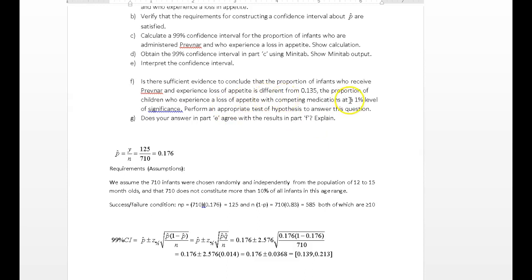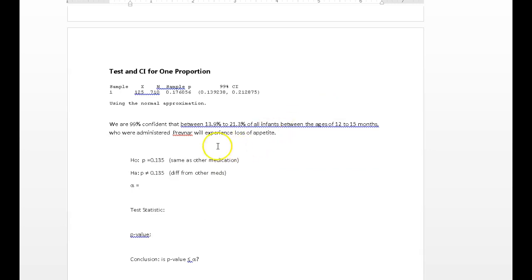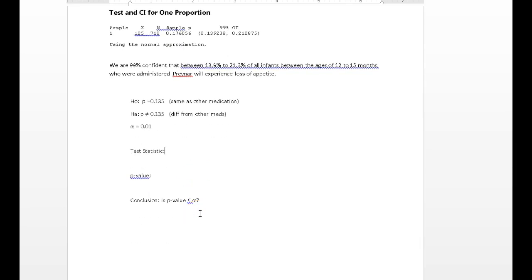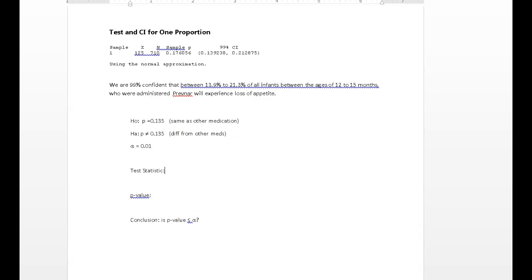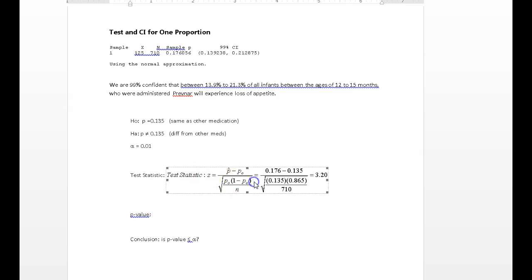We were asked to perform this test at a 1% level of significance. So 0.01 is what we're comparing our p-value to. And I've got to calculate my test statistic. Now we're talking about a proportion, so the test statistic is going to be a z, and that test statistic is calculated using this formula right here.